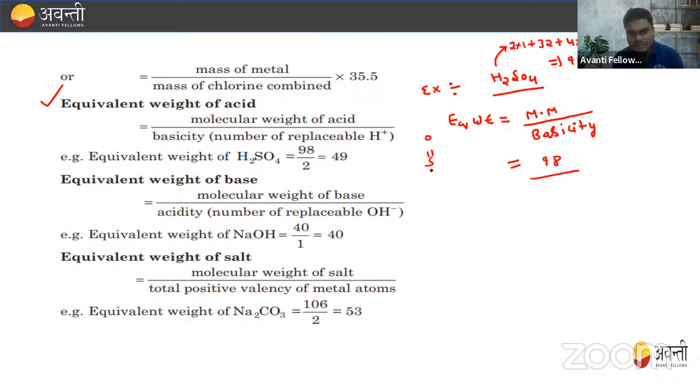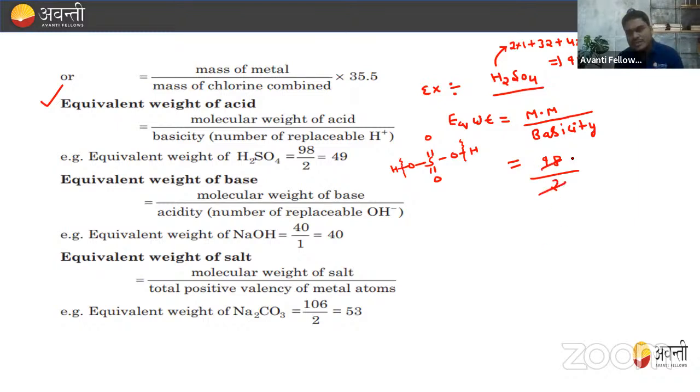If I draw the structure of H2SO4, like OO, right, and we have OH. Here also we have OH. So here we have 2 replaceable hydrogen atoms. Here oxygen hydrogen having electronegativity difference ना, इसलिए यहाँ पे hydrogen क्या होगा बेटा, hydrogen easily निकल जाएगा. So here we have 2 replaceable hydrogen, right? So that's why their basicity is 2.